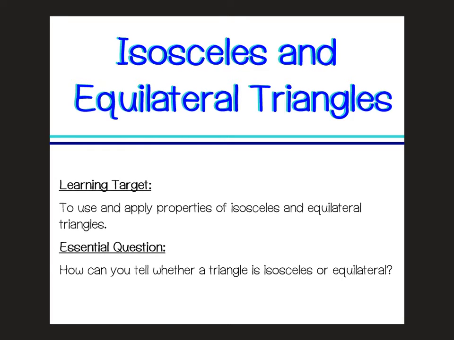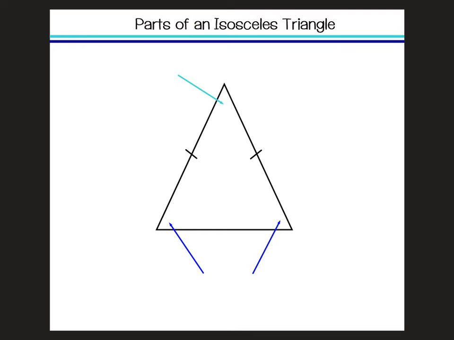In this video, we're going to learn about isosceles and equilateral triangles. So we want to be able to use and apply properties of both triangles. The first thing we need to be able to do is to label parts of an isosceles triangle.